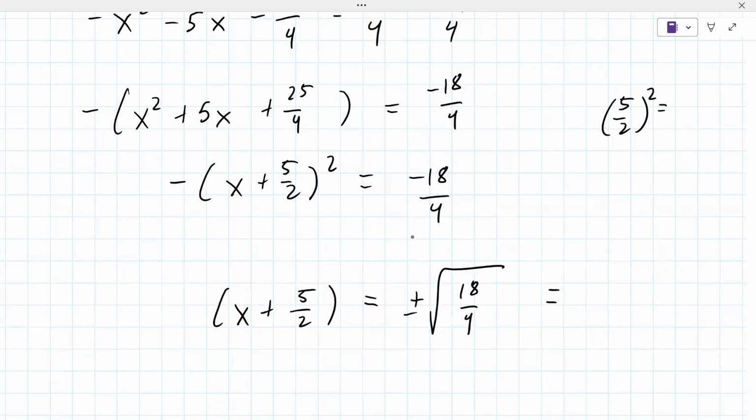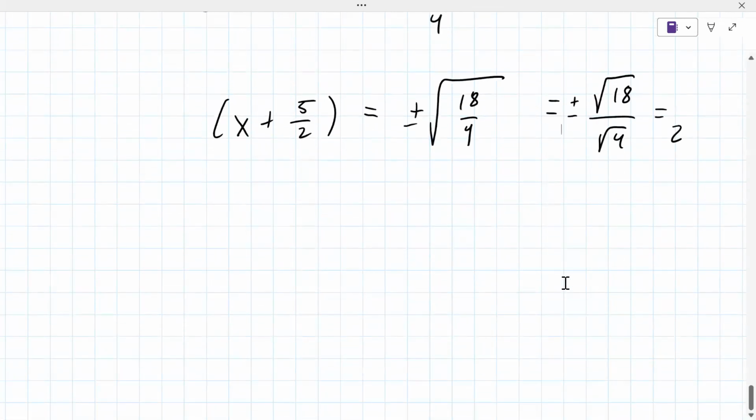So now this becomes square root of 18 over the square root of 4, which is 2 on the bottom. And then could you try reducing the square root of 18? Yes. It's 3 root 2. All right, so x equals minus 5 halves plus or minus 3 root 2 over 2.